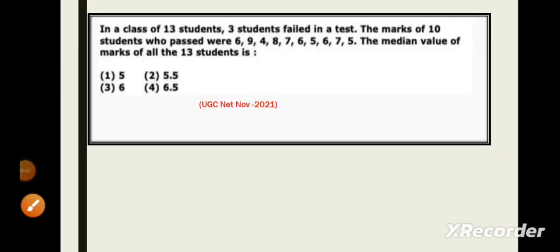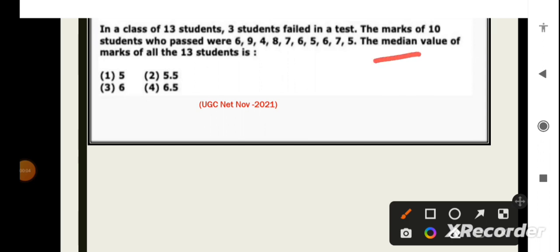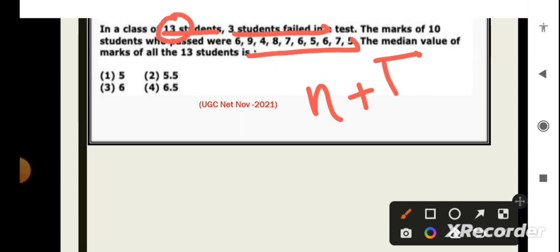Here you can see the question in which we have to find the median value of the marks obtained by 13 students, in which 3 students failed and their marks are as shown. As the series is of 13 numbers, it is a series of odd numbers. The formula used here will be (n plus 1) upon 2.